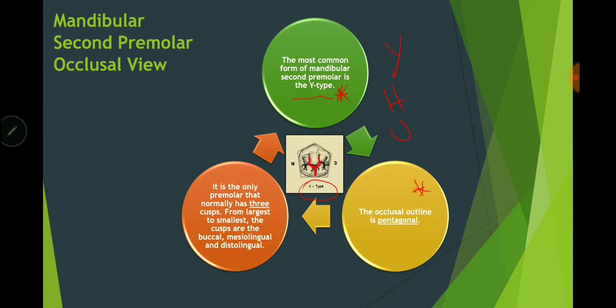So the 3 cusps are this one, which is the buccal. You can see that's the largest. And then the second largest is the mesiolingual. So this is the lingual side. This is going to be the mesiolingual here. And then the last one is going to be the distolingual right here. So make sure you know that.